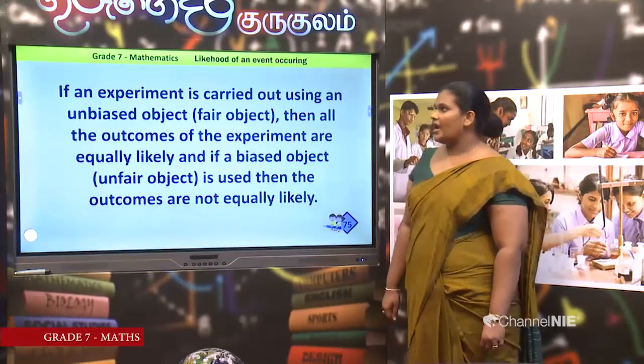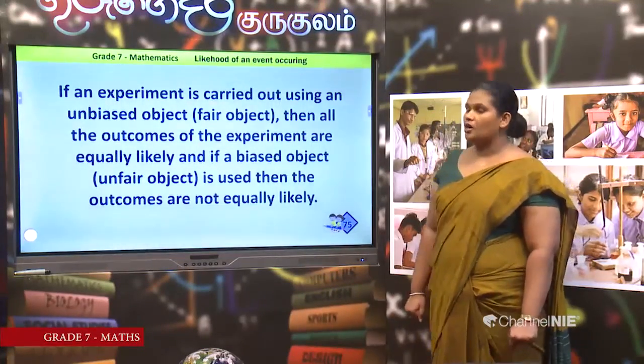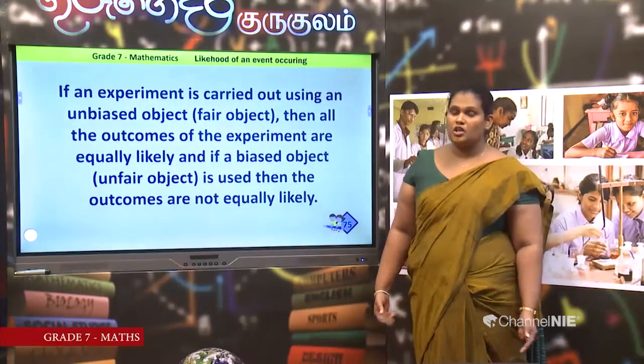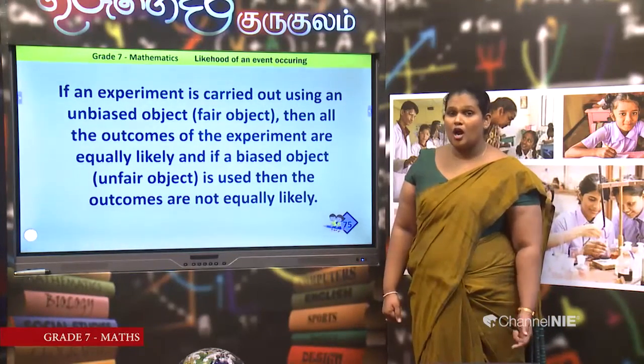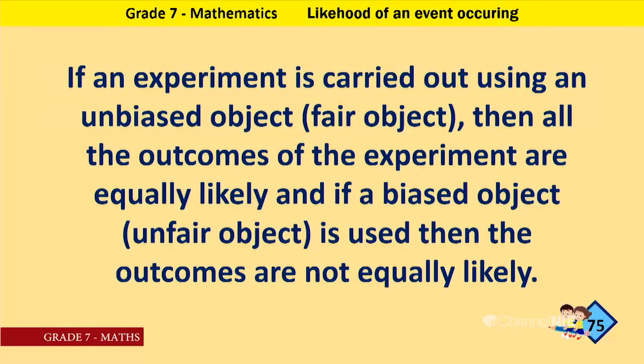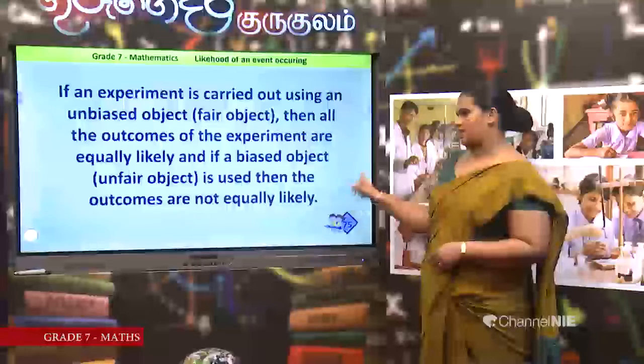So, if an experiment is carried out using an unbiased object or a fair object, then the outcome is always equally likely. If the experiment is carried out using an unfair object or a biased object, then the outcomes are always not equally likely.